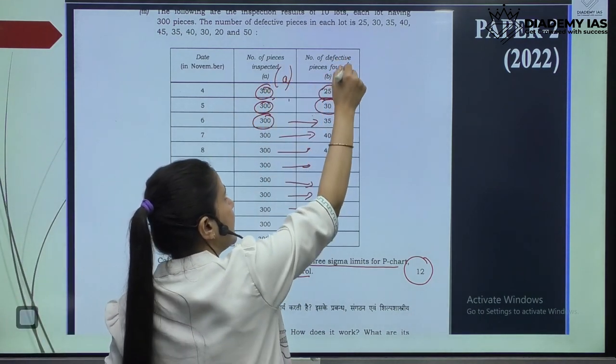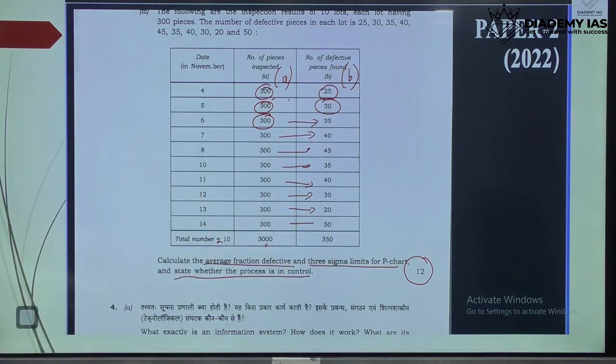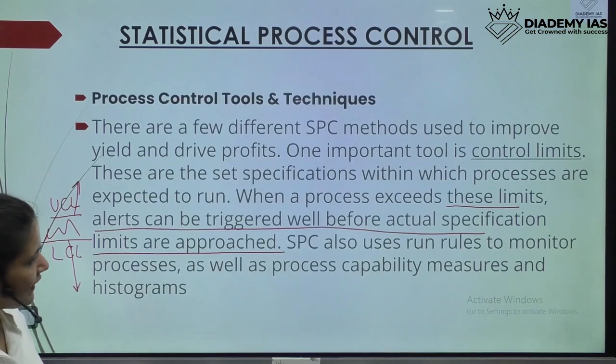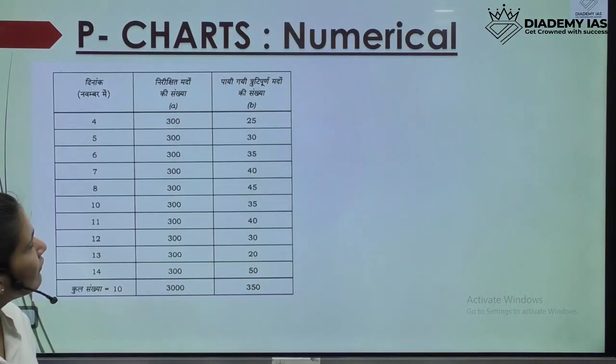And this is basically the defective pieces that have been found out. They are taken as B. So let's go back to the diagram that we have, and I'm going to solve on the same slide only, so you can easily see how we're going to solve that.